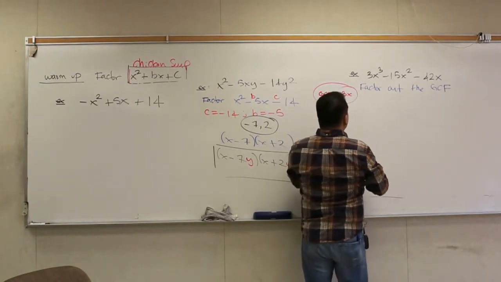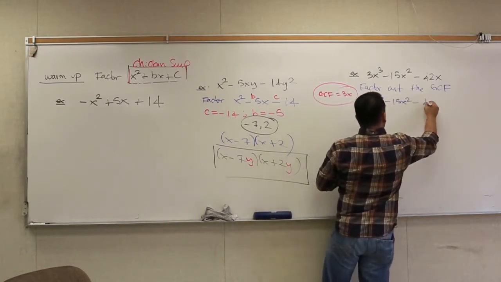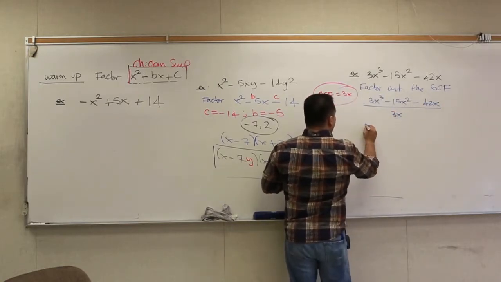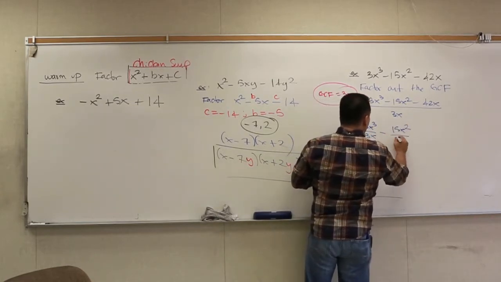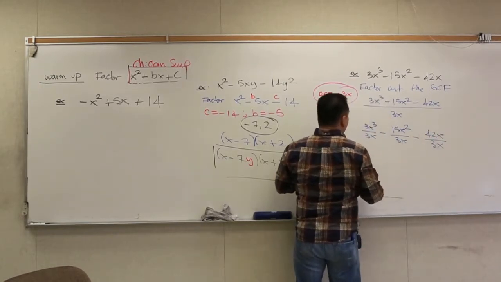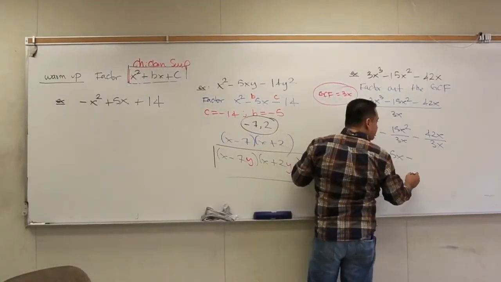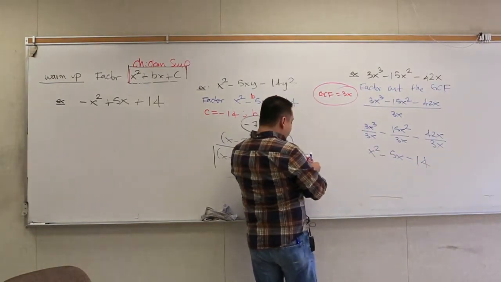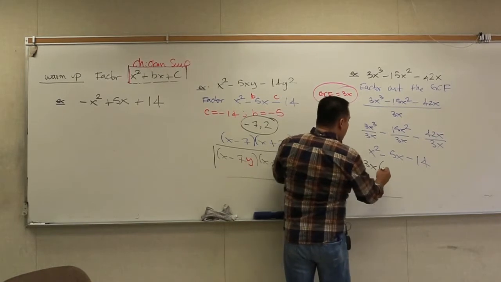So, what's the process? You determine your quotient by doing your division. All right, so you're going to divide now by my 3x. You end up getting 3x cubed over 3x, minus 15x squared over 3x, minus 42x over 3x. And what do you end up getting? X squared minus 5x minus 14. Good. So what you now have is the greatest common factor times the quotient.